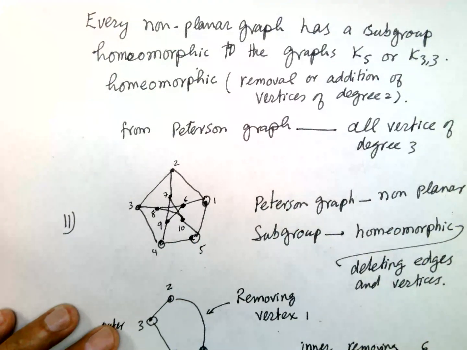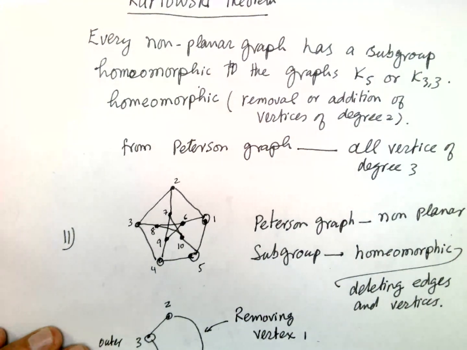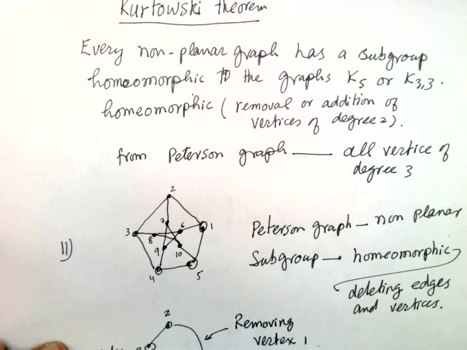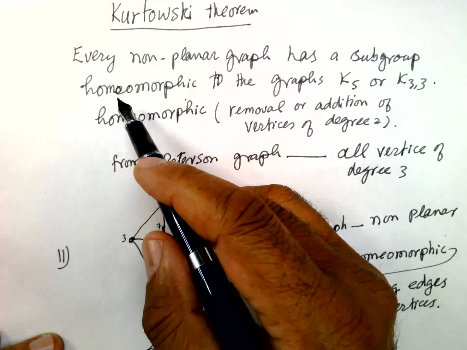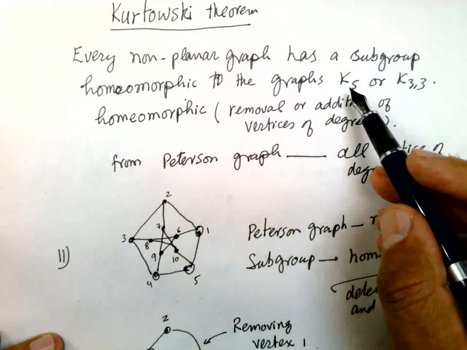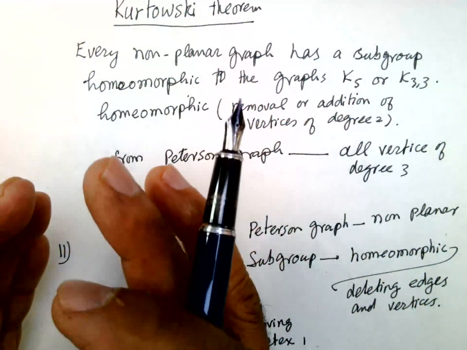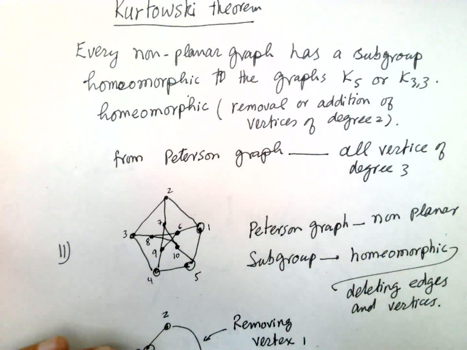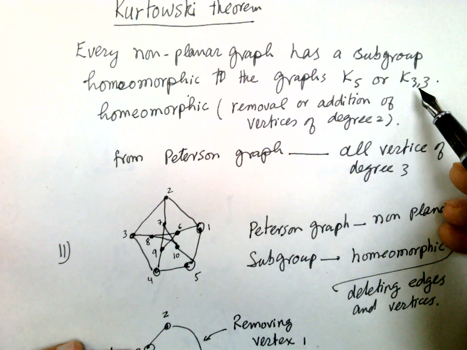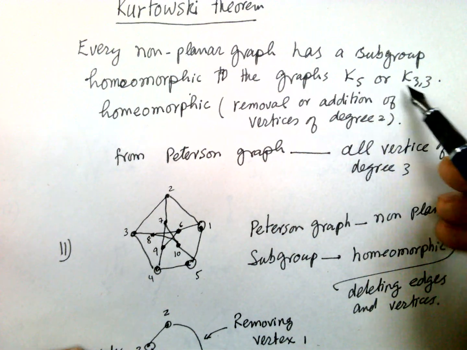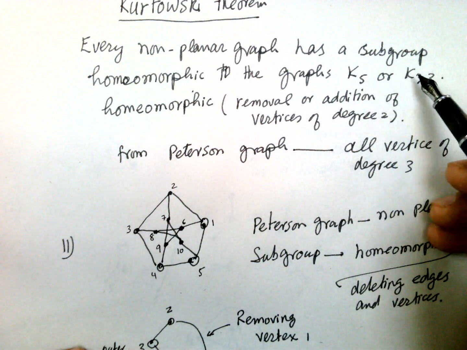Now we will show, from the Kuratowski theorem, that K5 and K3,3 are non-planar. Its statement is that every non-planar graph has a subgraph homeomorphic to the graph K5 or K3,3. So every non-planar graph can be reduced to K5 or K3,3, and K5 and K3,3 are actually non-planar graphs. So we can say that K5 is non-planar.